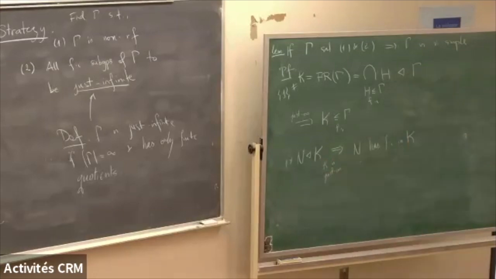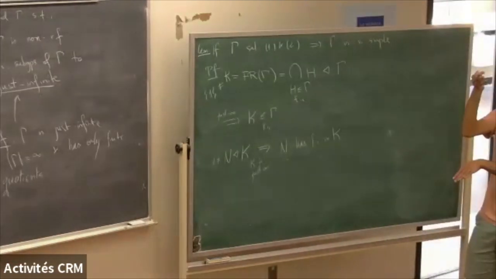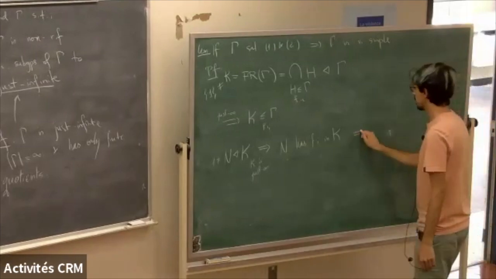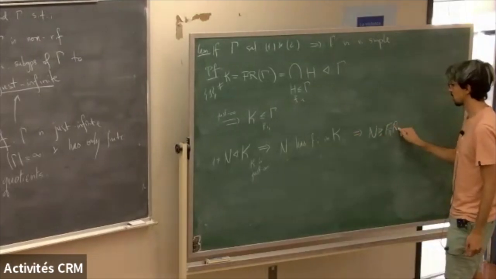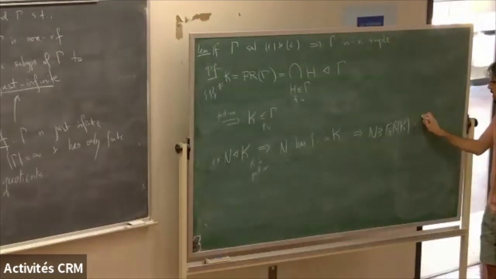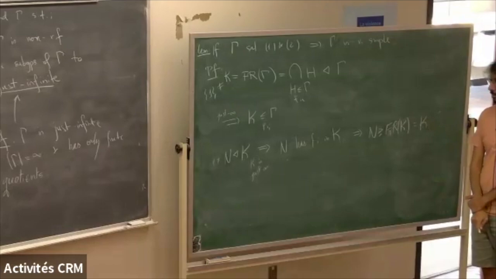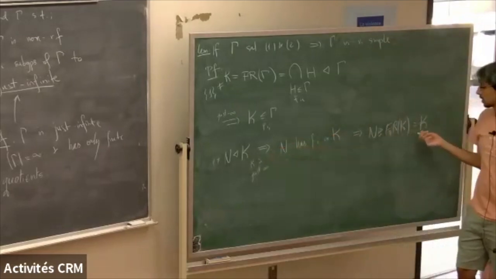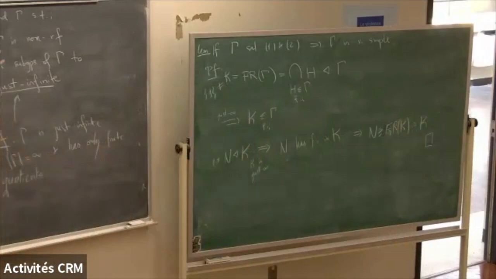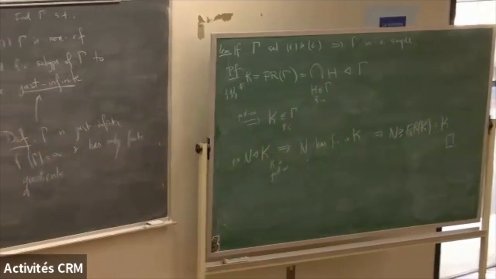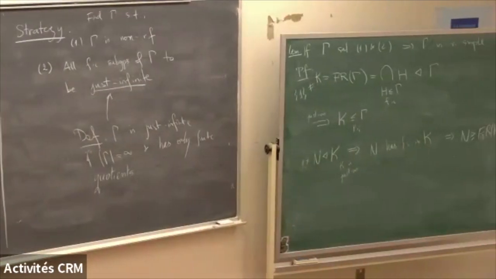But note that the finite residual of k is in fact the finite residual of gamma, meaning all of k, because k itself was finite index. Any finite index subgroup of k is also a finite index subgroup of gamma, but we already intersected all of them to get k. So n contains the finite residual of k, which is k. So we showed that any normal subgroup of k is k. Our strategy is to find such a group which is non-residually finite on the one hand and just infinite on the other.